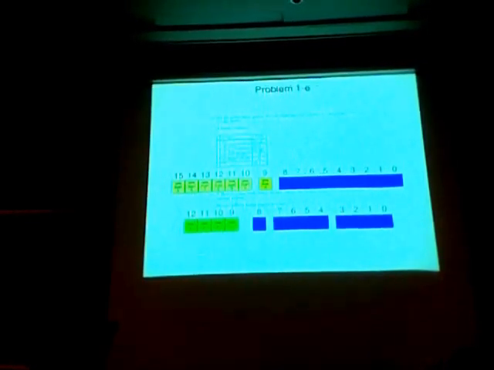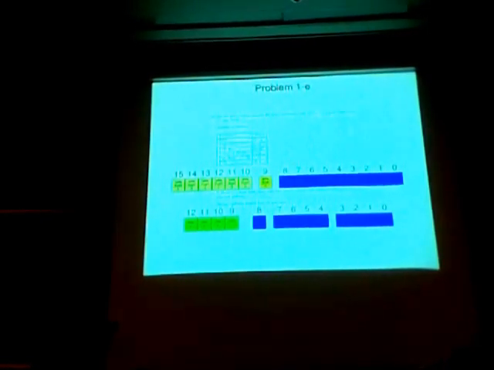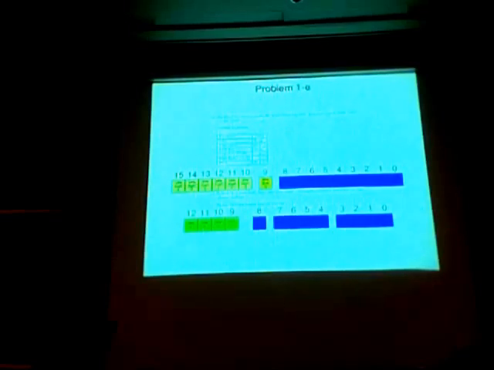Because the front part here identifies the page, and this is the address of the memory within that page. So this is always going to be the same across virtual and physical addresses. This is where the mapping occurs. Okay, that's 1E.